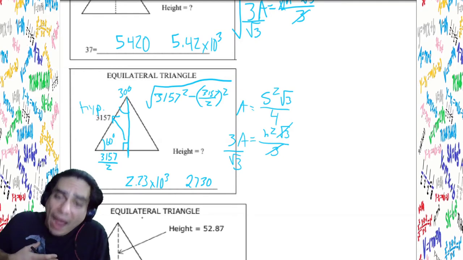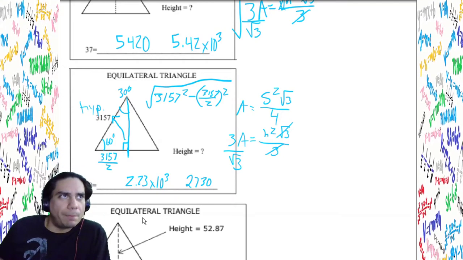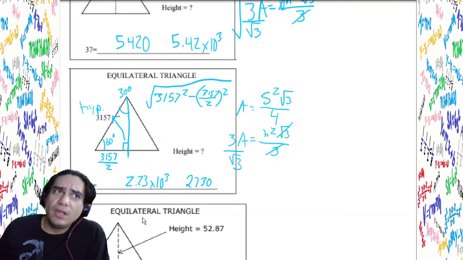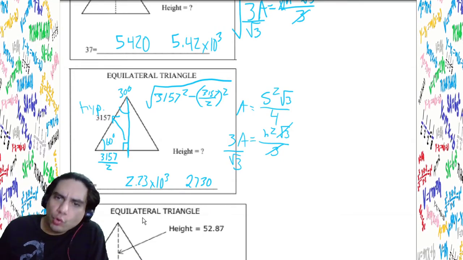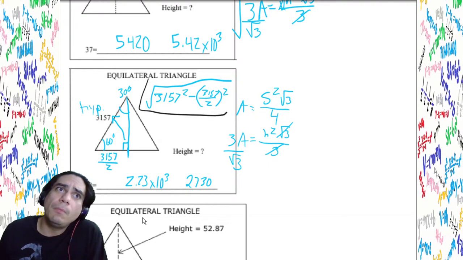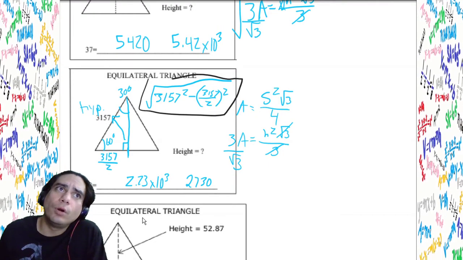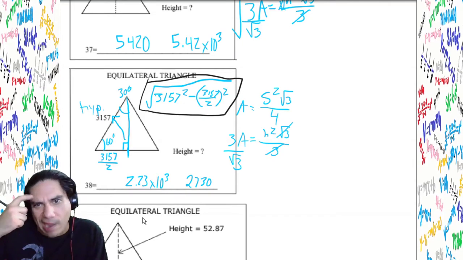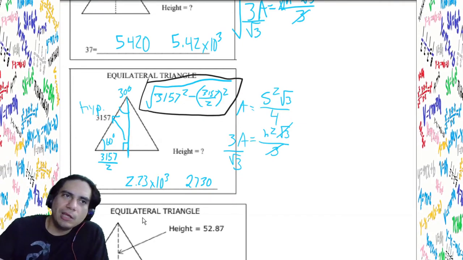I want to do it so we can practice working forwards and backwards, inverse operations and stuff. But at the end of the day, if you can apply math in new situations and come up with this Pythagorean theorem formula, you might got something up in here, you know what I'm saying? So let's get it popping.